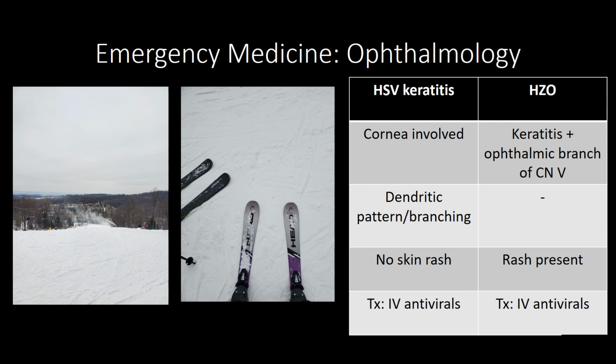And then lastly, I want to just compare and contrast HSV keratitis and herpes zoster ophthalmicus, which is HZO. HSV keratitis, the cornea is involved, you see this dendritic branching pattern, and there's nothing present on the skin. You treat with IV acyclovir. And then herpes zoster ophthalmicus is HZO. You'll see keratitis and the ophthalmic branch of cranial nerve 5 is involved, so there will be a rash present on the patient's skin. And you treat both of these with IV antivirals.